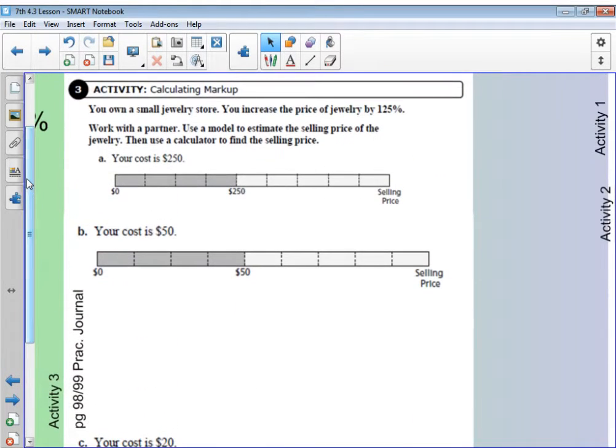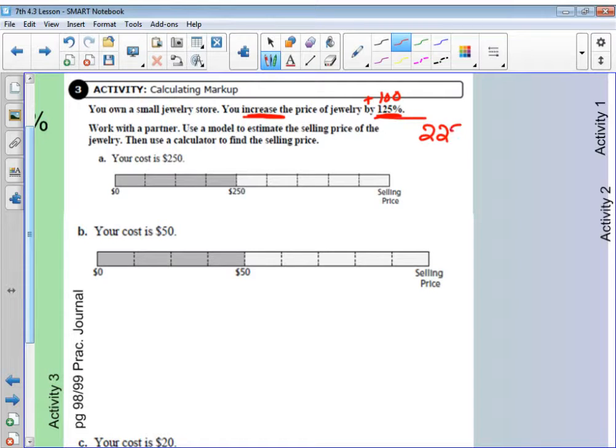It says you own a small jewelry store, you increase the price of jewelry by 125%. So this is where we're going to be working off of a markup. Eventually they'll start calling this a markup. So we increased by 125%. So you're going to pay the 100% and then you're going to increase it another 125. So we're going to add our 100 to that, which means it's 225%.